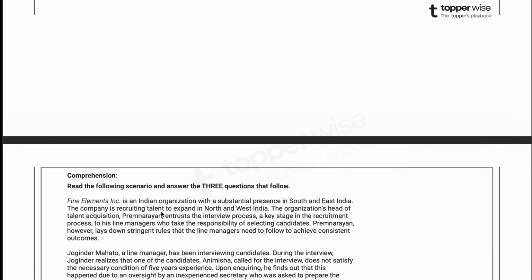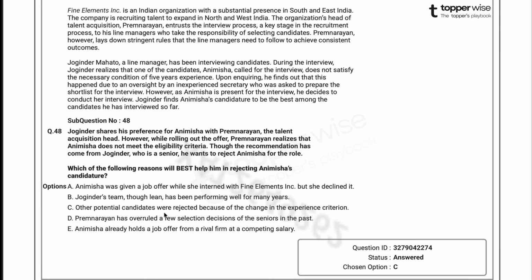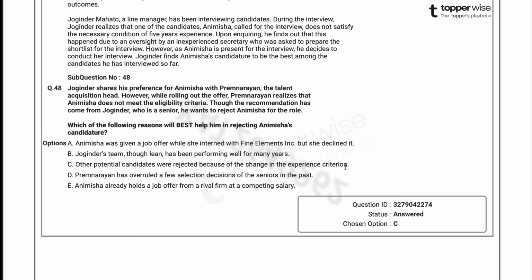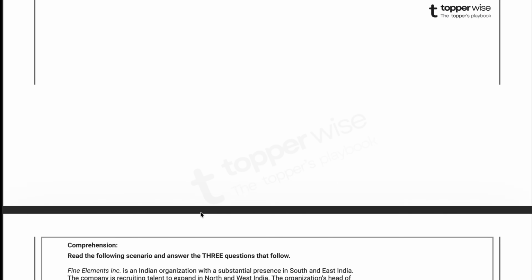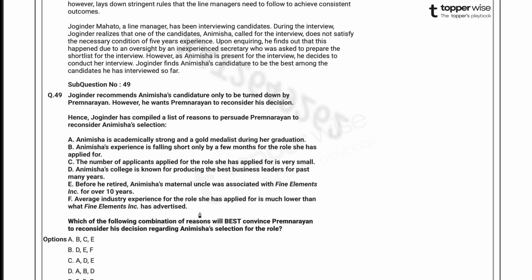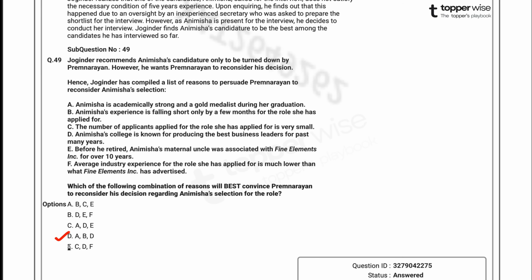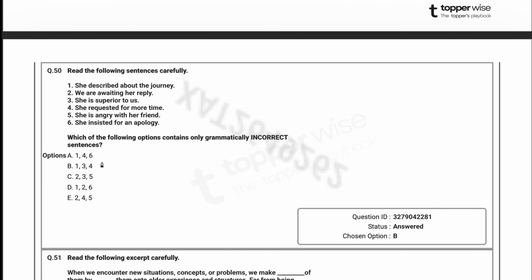For question number 48, option C is correct here. For question number 49, option D will be correct here. For question number 50, option A is correct here.